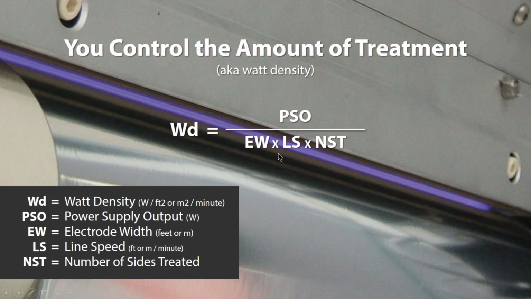And again, it doesn't matter the brand or whether it's a metal electrode or ceramic electrode. None of that matters in this case. This discussion on watt density is how much power per unit area of material going through the treater we're applying. And so what it looks like is this. A watt density calculation is simply the electrode width and number of sides treated and the line speed, multiply those together, and then divide that number into the watts.